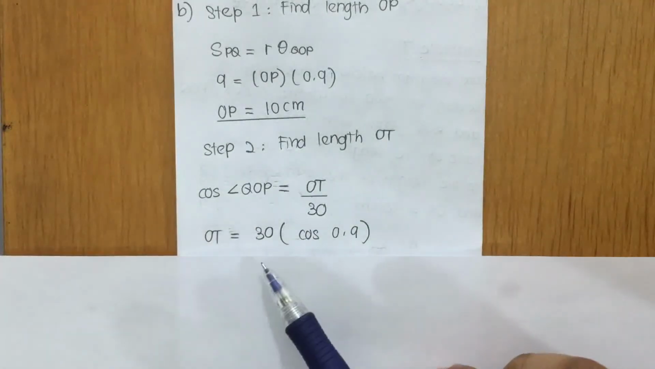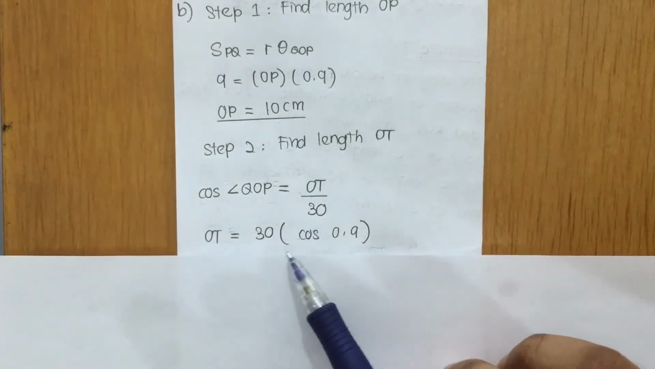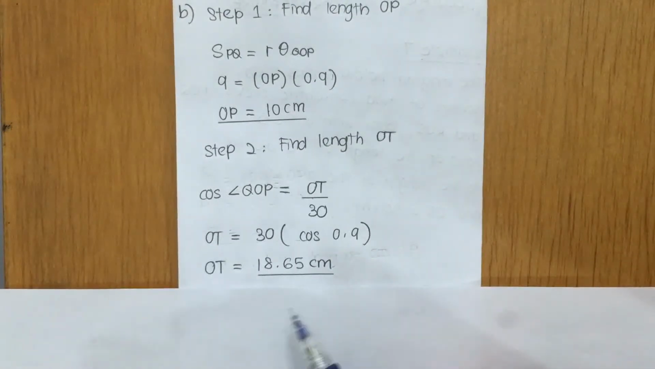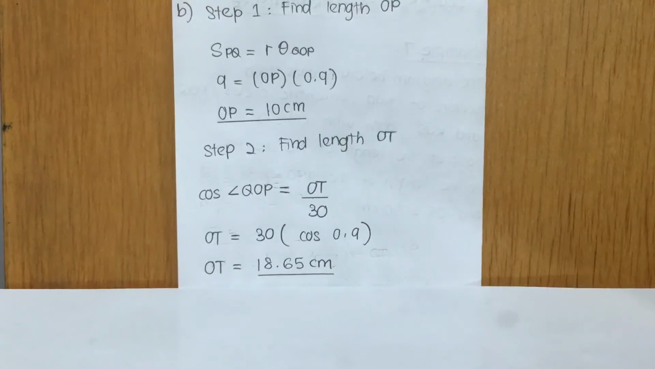Okay, so let us continue. 30 times cos 0.9. From here you should get OT equals 18.65 centimeters. So this is your second step. Once you've done this, let us proceed to the third step.